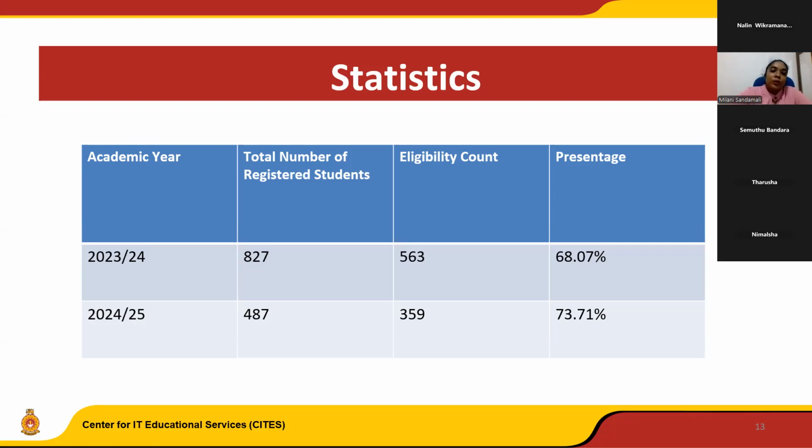And also, if we talk about the previous year, 487 registered students were there, and 359 students got the eligibility. I'm very happy for that. So as a percentage, 73.7 percentage. So this is not a very difficult subject. Actually, this is very interesting. So you can ask anything from me. I will give answers. You can ask any question via LMS or email.